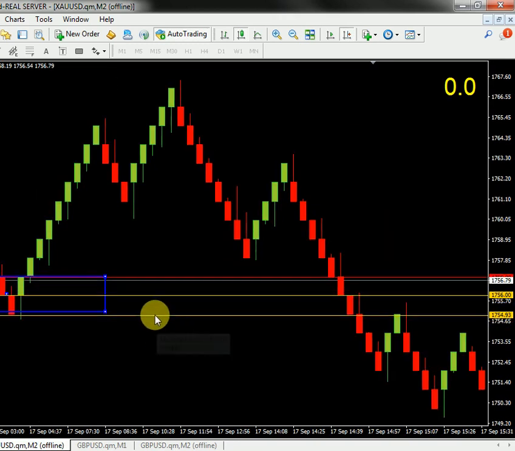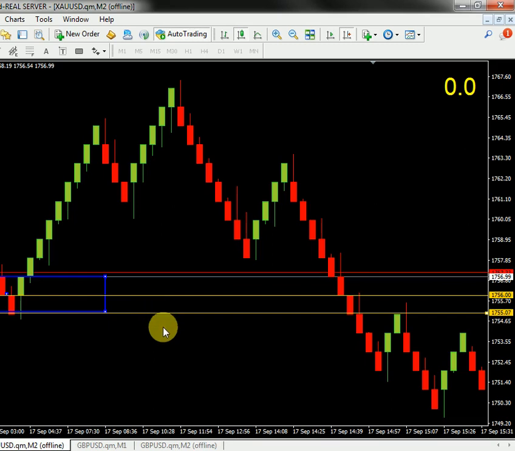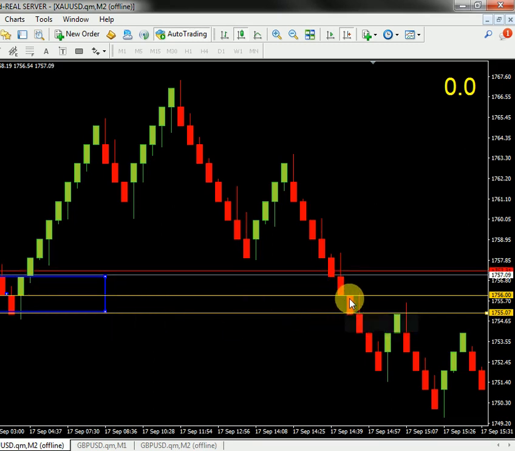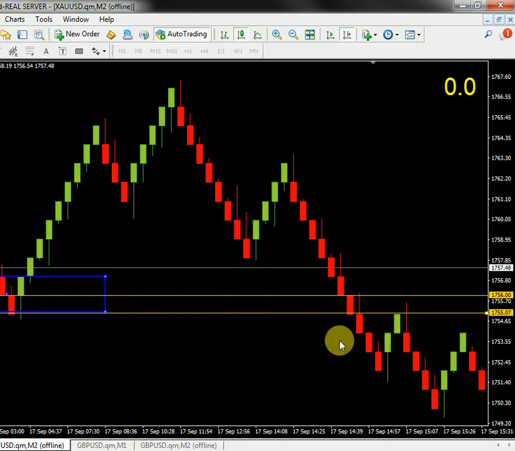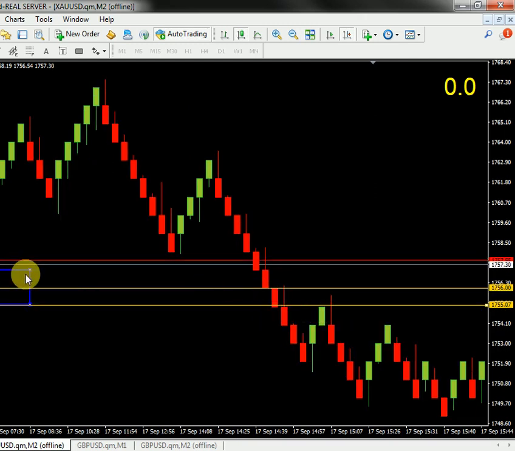So now price is coming and we enter buy. On a breakout, if price closes below this zone, we need to cut loss and wait at the same zone.